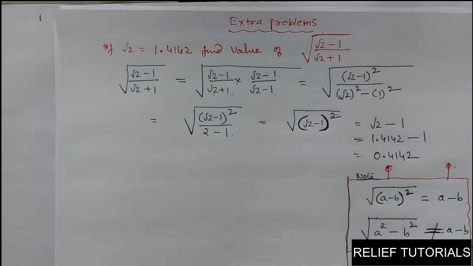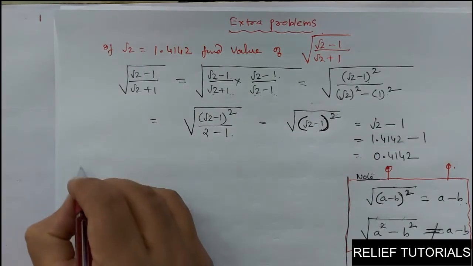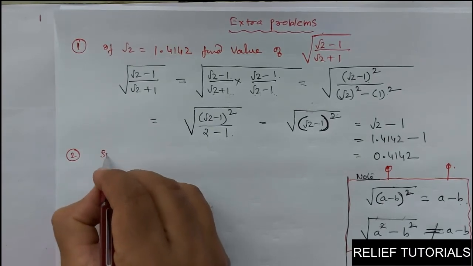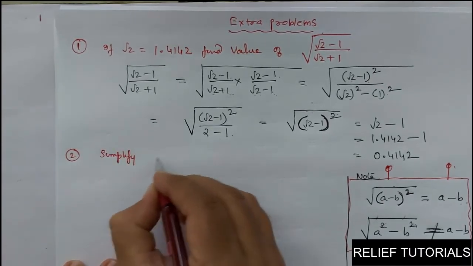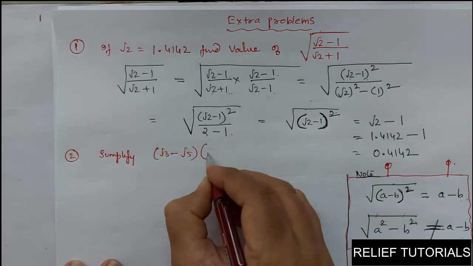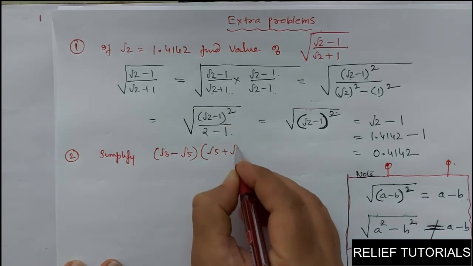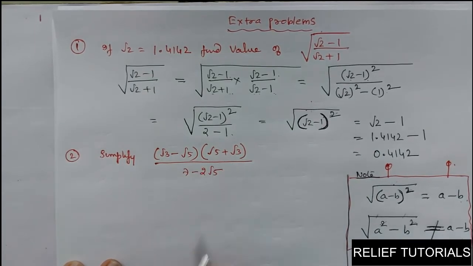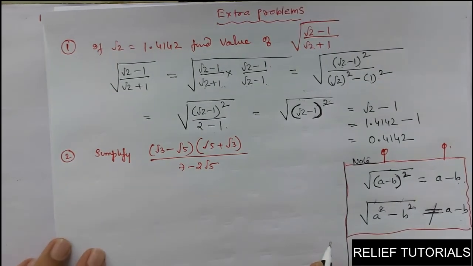Okay. Now we'll do one more problem. Extra problem 2. Simplify: root 3 minus root 5, upon root 5 plus root 3, upon 7 minus 2 root 5. So how will I write this? See, this is our question.